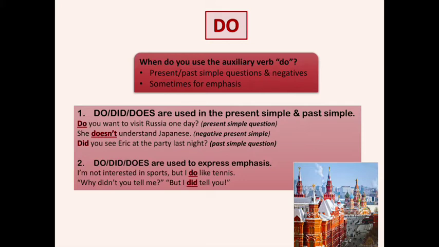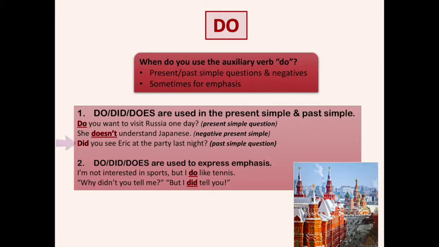Do and does are used for present simple questions and negative sentences. And did is used for past simple questions and negative sentences. When the auxiliary verb did is used in past simple, the main verb is not in past simple form. It is in base form.